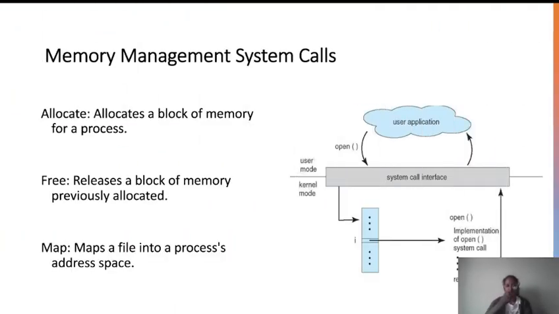Memory management system calls: allocate, free, and map. Allocate allocates a block of memory for a process. Free releases a block of memory previously allocated. Map maps a file into a process's address space.